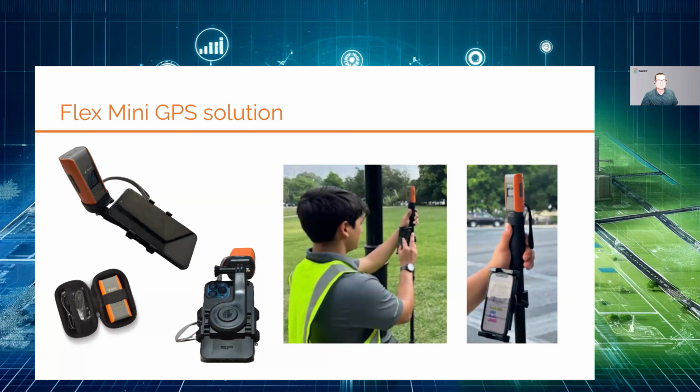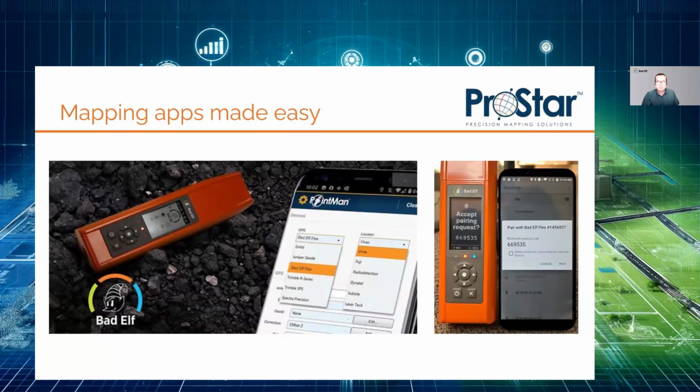This is our Flex Mini. This is a near survey grade device. It can also get accuracy into the centimeter range. A little bit more affordable, easier to send out to the masses if you need more people collecting data.